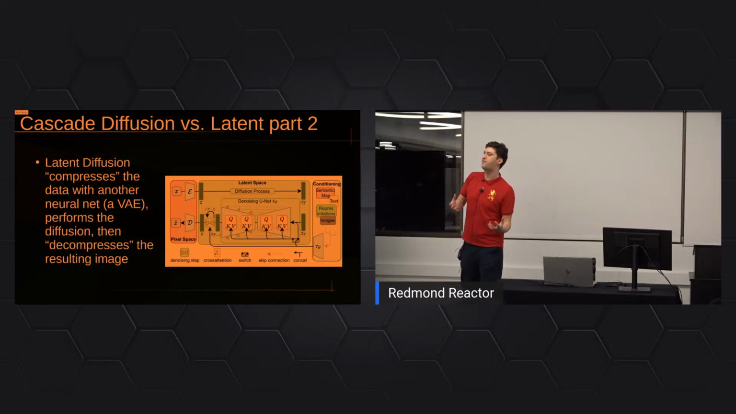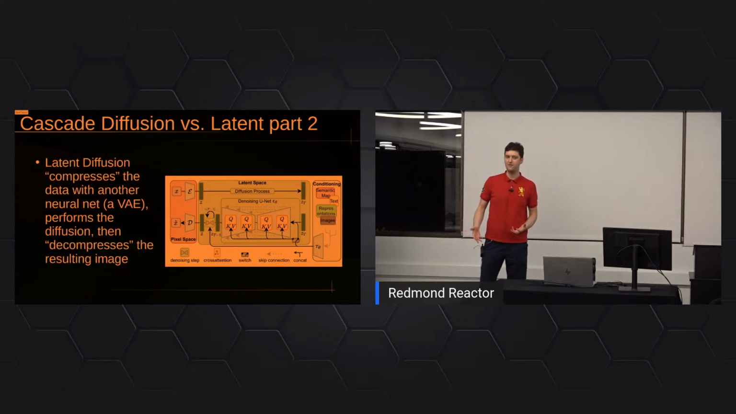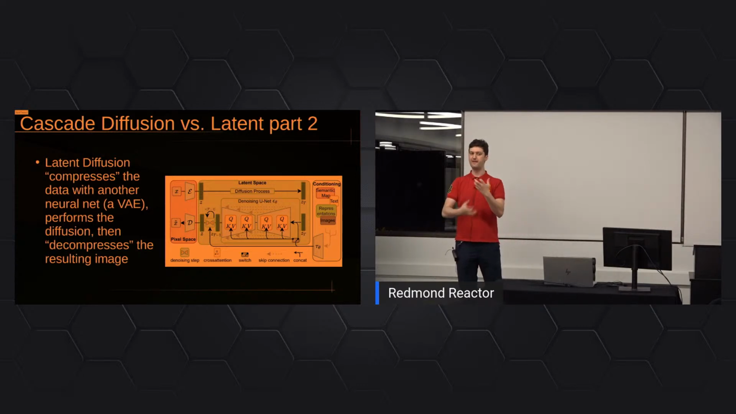So instead of operating on this very large space, these large images which have lots of entropy, lots of blank spaces that don't really matter to the output, we're operating exclusively on a very crushed down representation of the images, close to the semantics.